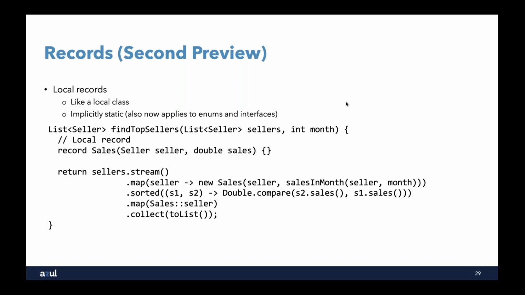I can then map back from the local record into the seller contained in the record. So I've got my ordered list of sellers based on how much they sold in that month. Collect it into a list, return it, and I've got what I want. Simple code, nice and easy, doesn't lose any of that readability.